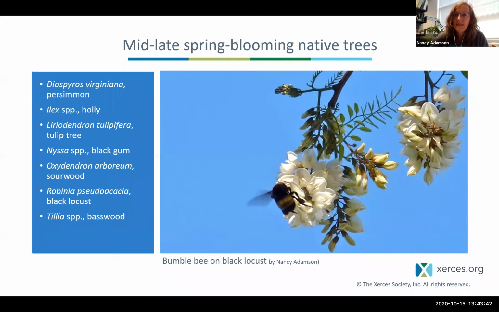So mid to late spring blooming trees include persimmon, holly, tulip tree, black gum, sourwood, black locust, and basswood. Of course, persimmons are fantastic food for us and other wildlife, foxes, raccoons, and bears, depending on where you live. And how many of you, I wonder, have eaten black locust flowers? They're sweet and tender, and you just need to brush off the blossoms in case there are any little tiny sugar ants on them.